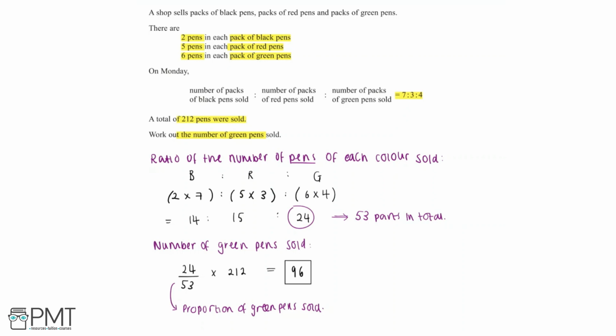Now this question is worth 4 marks. We get the first mark for finding the ratio of the number of pens of each colour sold, and for getting a ratio of 14 to 15 to 24.